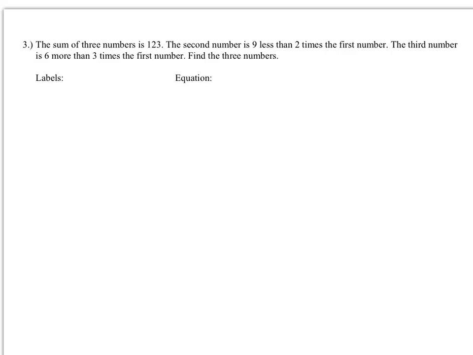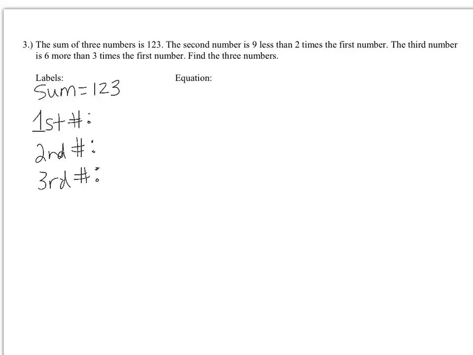So starting with the first sentence, I would just take it a sentence at a time. The sum of three numbers is 123. Well, let's write that. The sum is equal to 123. All right, we have three numbers. So I'm going to write first. It's also being referred to the second, the first, and the third. So you want to refer to them as the first number, the second number, and the third number.